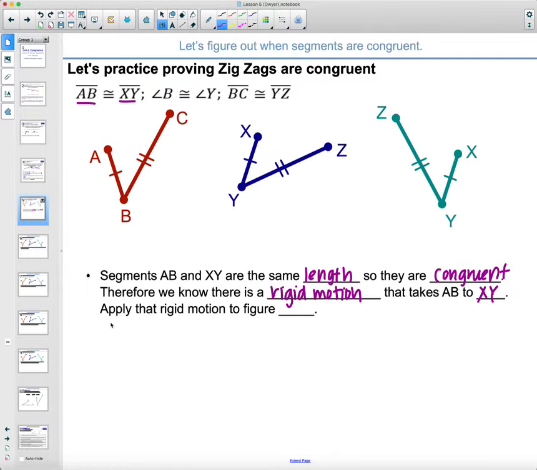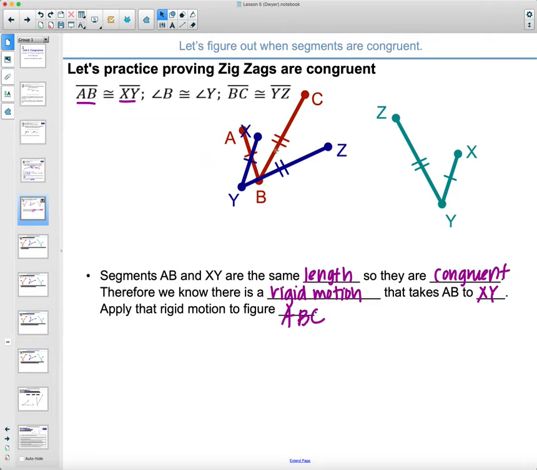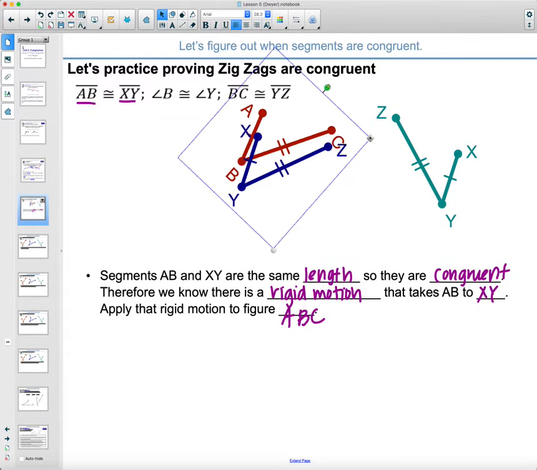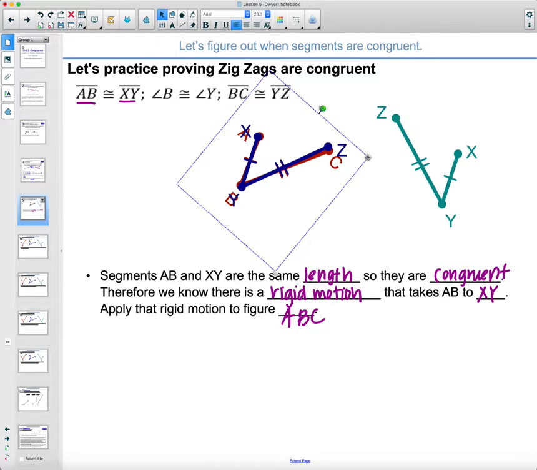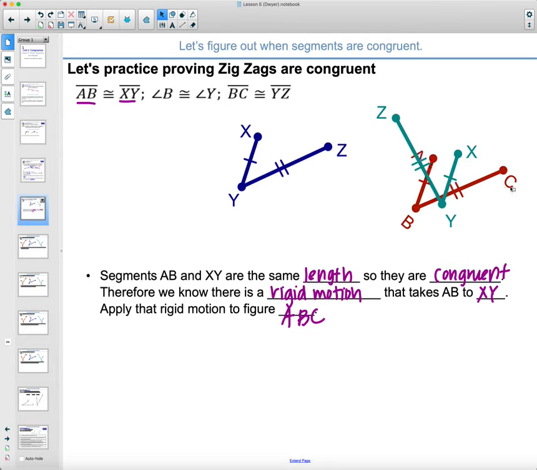I know there's a rigid motion, that's by definition. So now we're going to apply that rigid motion to figure ABC. We don't actually need to state the whole rigid motion. We don't need to say we're going to translate A to X and then rotate B to Y. We're just going to say, since those two segments are congruent, there definitely is a rigid motion. So apply the rigid motion that will make it move there. Now you can just pick this up and set it on that segment instead of going through all of the steps of translate, rotate. Or if it was on this one, you could just set it here.